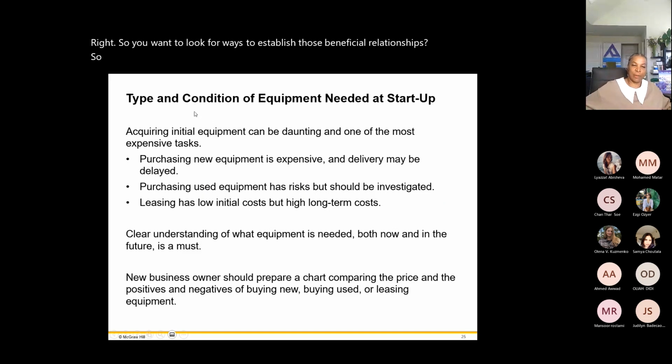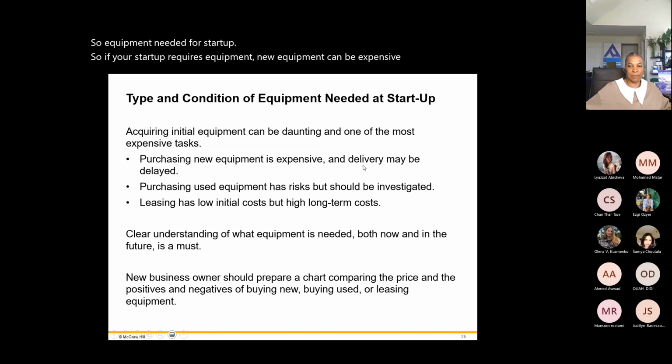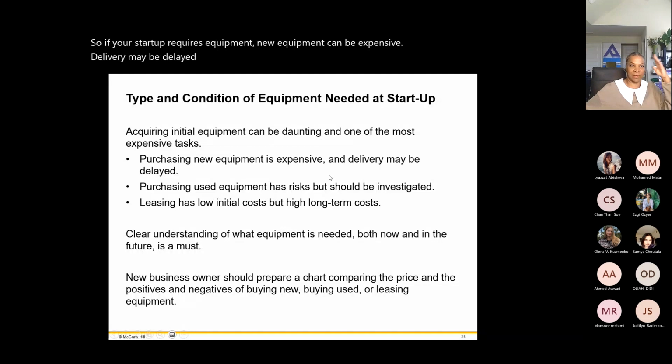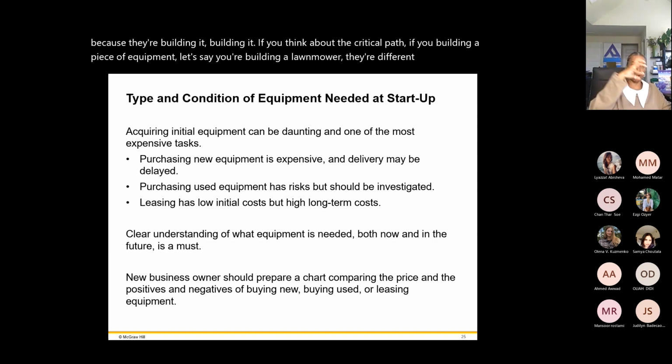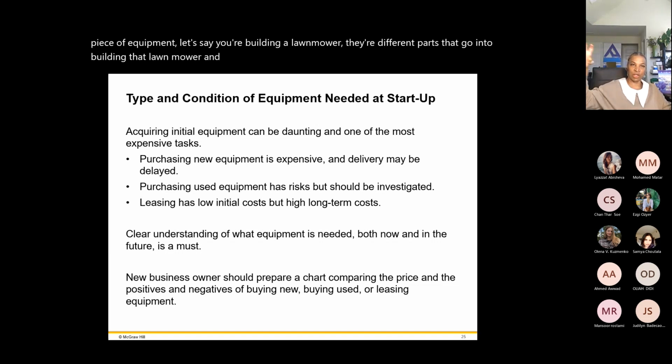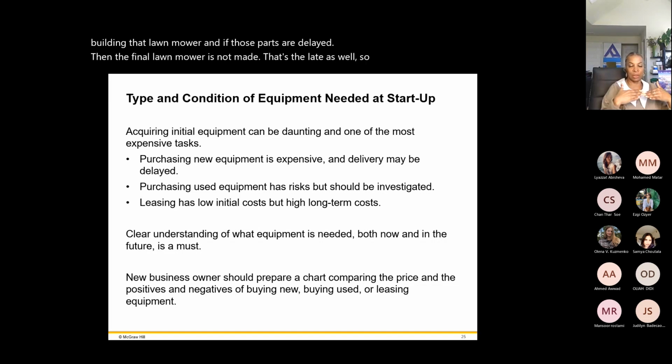So equipment needed for startup. If your startup requires equipment, new equipment can be expensive. Delivery may be delayed because we have the supply chain stuff going on, and because they're building it. If you think about the critical path, if you're building a piece of equipment, let's say you're building a lawnmower, there are different parts that go into building that lawnmower, and if those parts are delayed, then the final lawnmower is not made. That's delayed as well. So these are issues with getting new equipment.